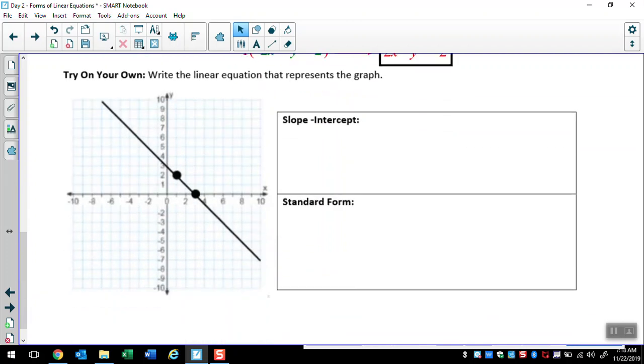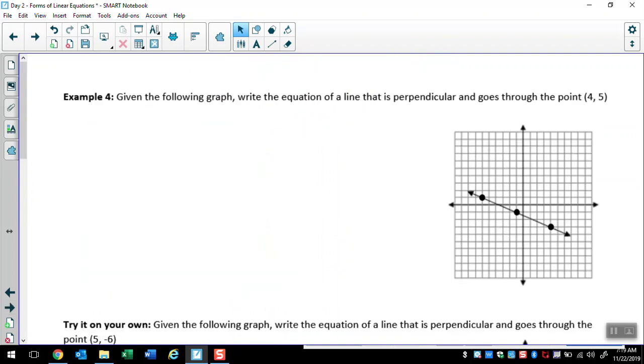All right, I want you to try on your own with this equation here. Find your slope, find your y-intercept, substitute them in, and then convert to standard form. Go ahead and pause the video now. Okay, let's come over to this one. All right, 2 more examples and 2 more try on your own, and then we're done.